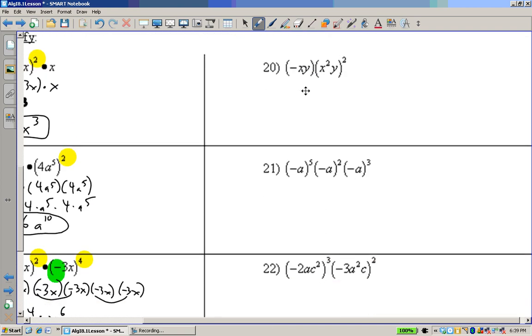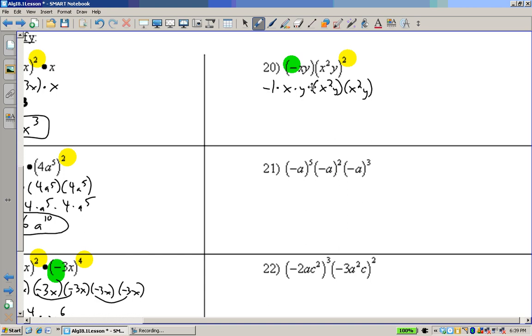Okay. Now, first thing I see here is the 2, the exponent. I also see this negative. You always have to be careful about those negatives. So the first thing I'm going to do is make 2 exact copies of x squared y. And then I've got to be careful of this. Now, there's no exponents here, so there's exactly 1 negative. So I'm just going to say negative 1 times x times y.